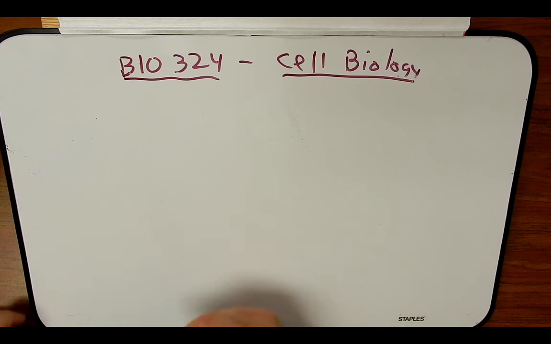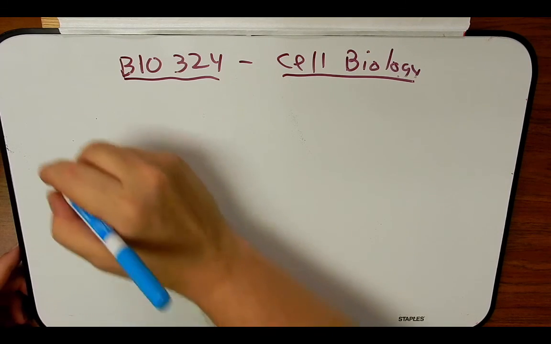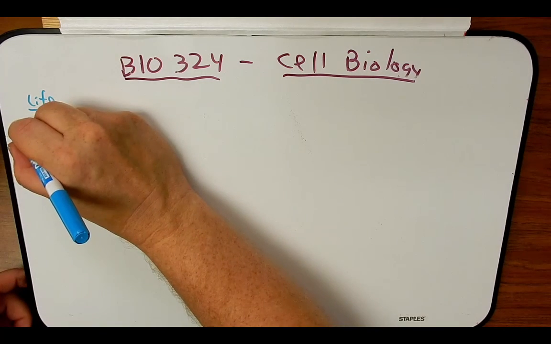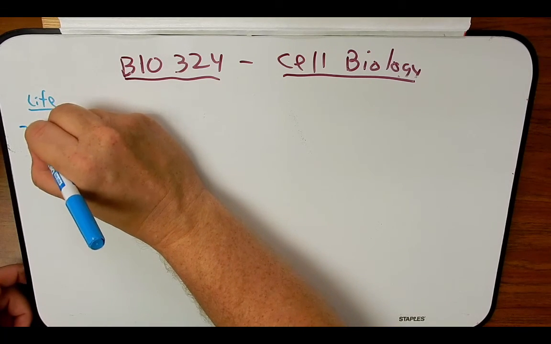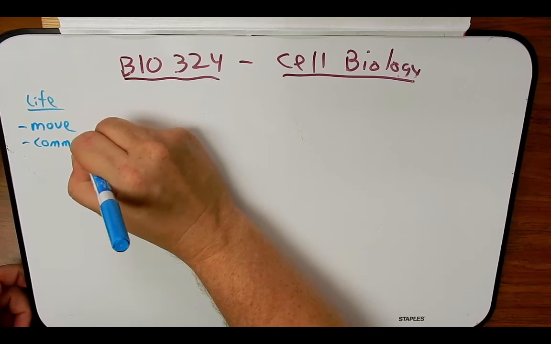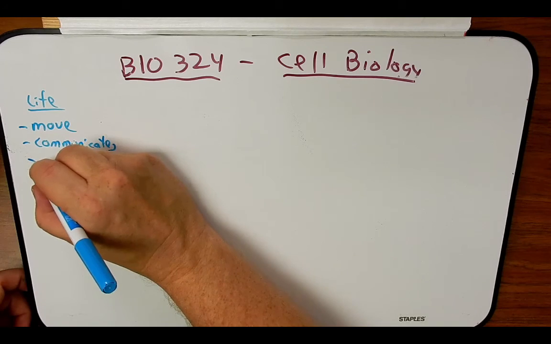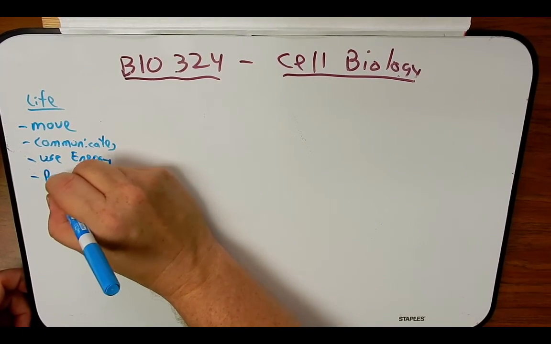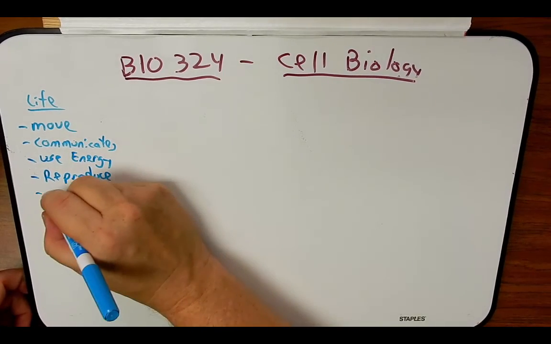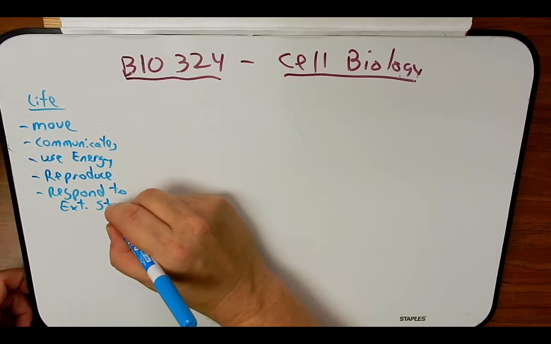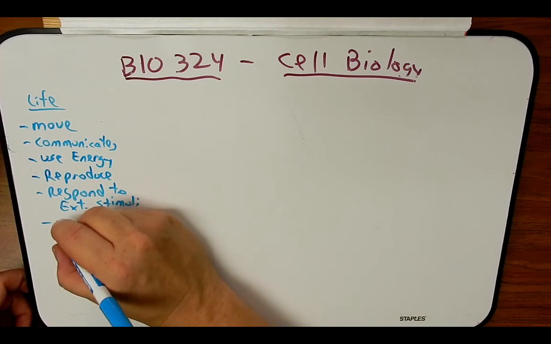And in thinking about the importance of cell biology, I want to make a quick list here of what life is. When we think about life, in all organisms, all life has to have several similar qualities that help them function. And these are in no particular order, but we're interested in how life moves. We're also interested in how life communicates. We're also interested in how different living organisms use energy. We're interested in how they reproduce. We're interested in how they respond to external stimuli. And ultimately, we're interested in how they evolve.